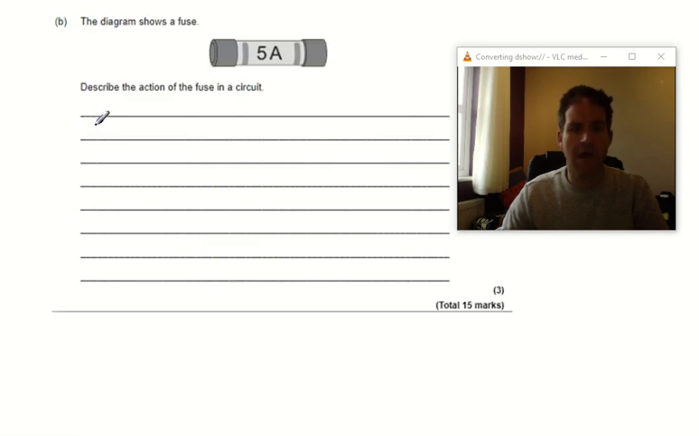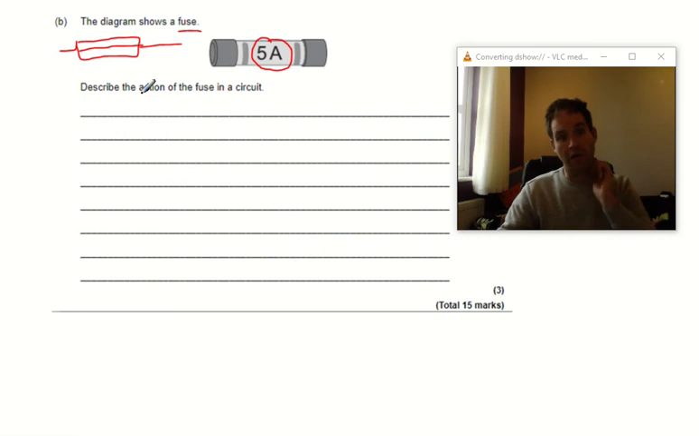Okay, and then last but not least, we've got this fuse. Okay, there's a fuse, it's got a 5 amp fuse in it. Now we can remember what the diagram for a fuse is: this resistor, because it is a resistor, with a wire that goes through the middle of it. So we see a resistor with a wire through it, and that's what we call a fuse. Okay, that's a circuit diagram for a fuse.